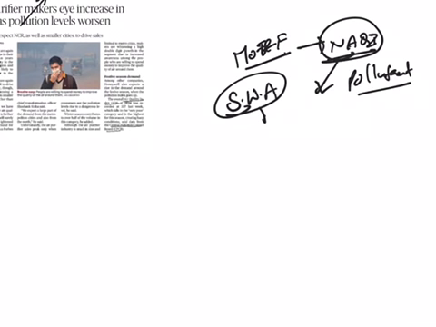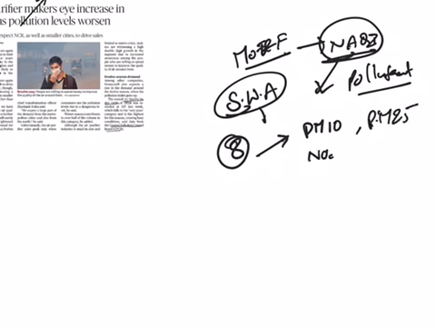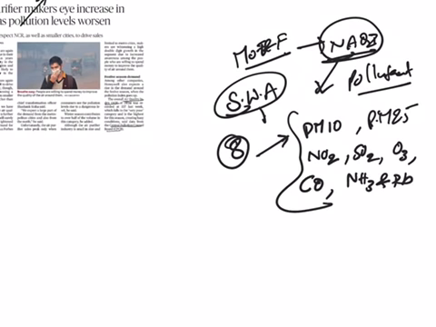This index will measure 8 major pollutants in the air. Those are particulate matter 10 and particulate matter 2.5, nitrogen dioxide, sulfur dioxide, ozone, carbon monoxide, ammonia and lead. These are the 8 pollutants which this National Air Quality Index will measure.